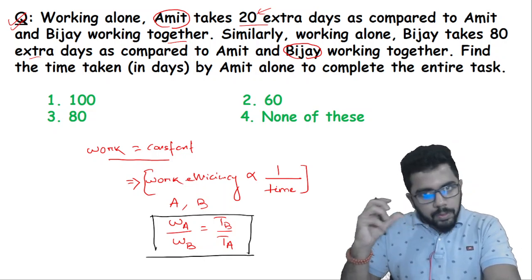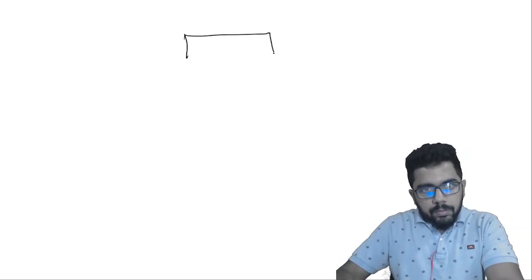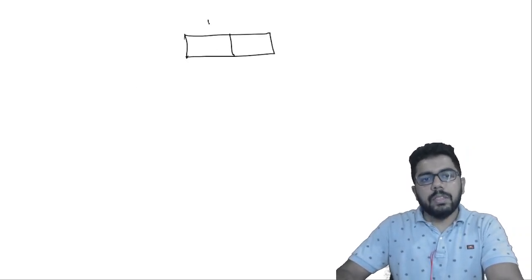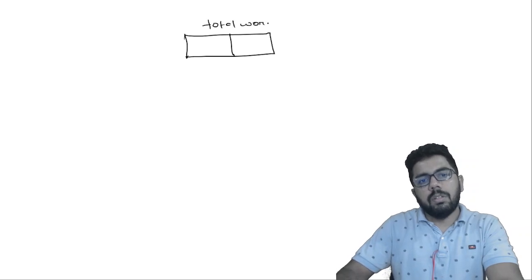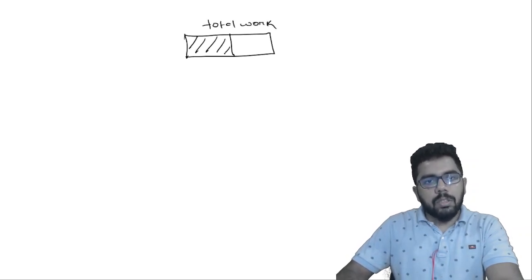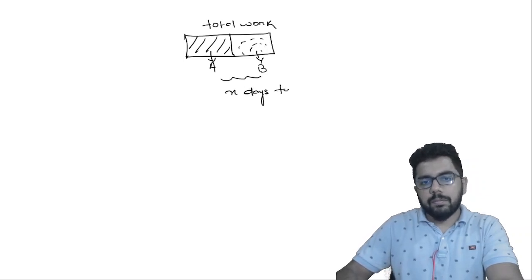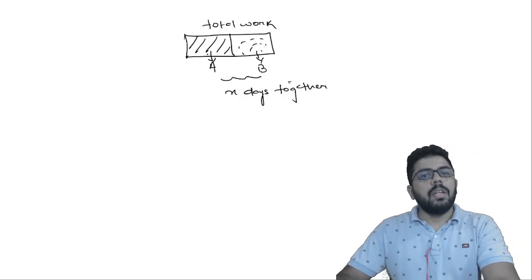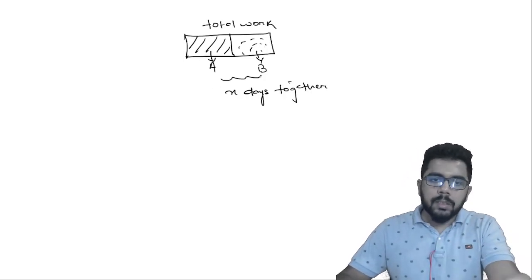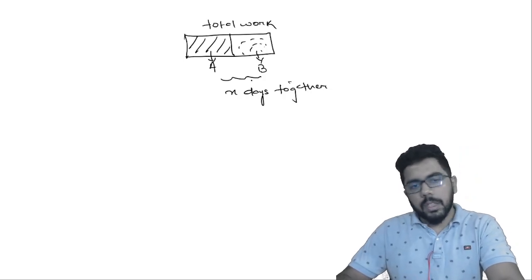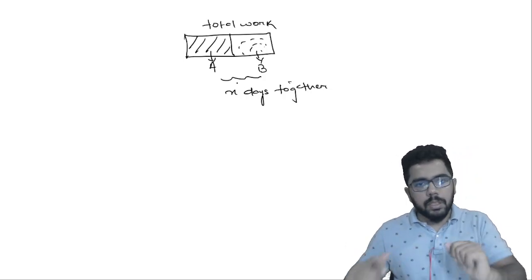Now let us try and visualize this question in the form of a picture. Let us say this represents the total work. And this is the work done by Amit, whereas this is the work done by Vijay, and both are taking X days together. So this left portion is the work done by Amit in X days, and this dotted portion is the work done by Vijay in the same X days, and together in X days they are completing the task.